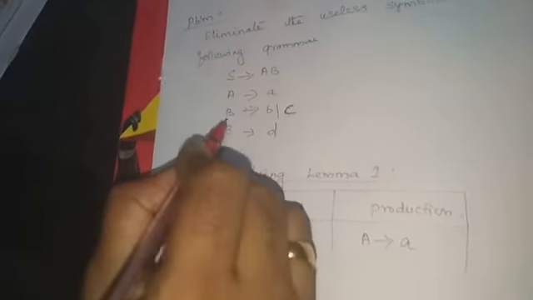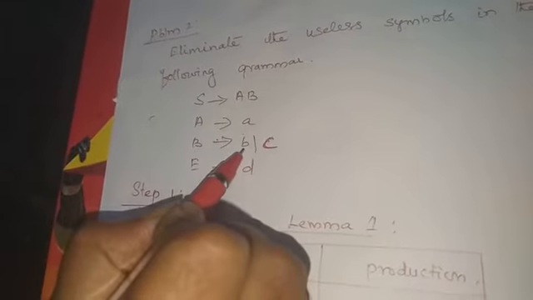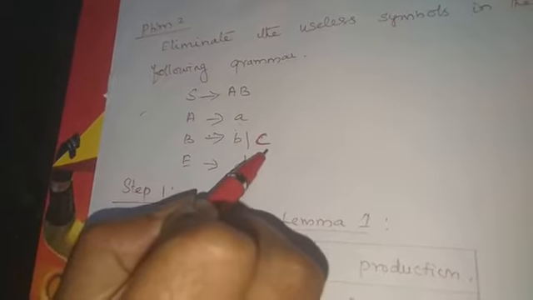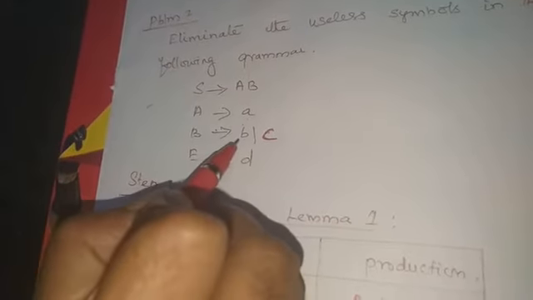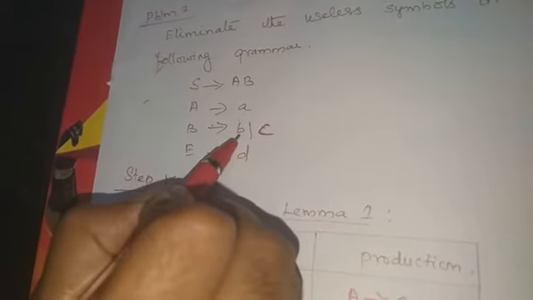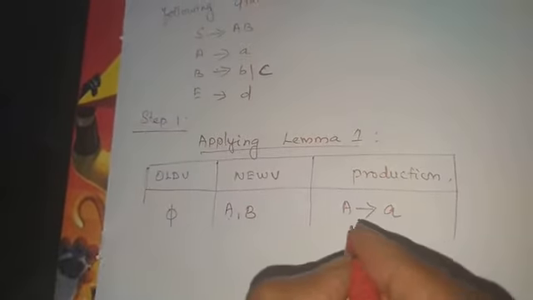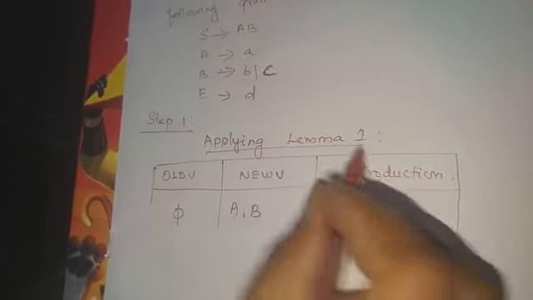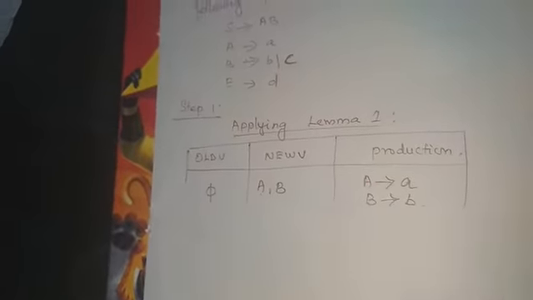Next rule you consider, B implies b or C. Here b is a small letter, which is a terminal symbol, and C is a capital letter, which is a non-terminal. We have to see at the right hand side; only if a terminal symbol is there can I consider it. So I can consider B implies b, and I am writing B also. But the production with C I cannot consider, because there is a capital letter, a non-terminal, at the right hand side, and a non-terminal should not be there. So I am considering only B implies b.